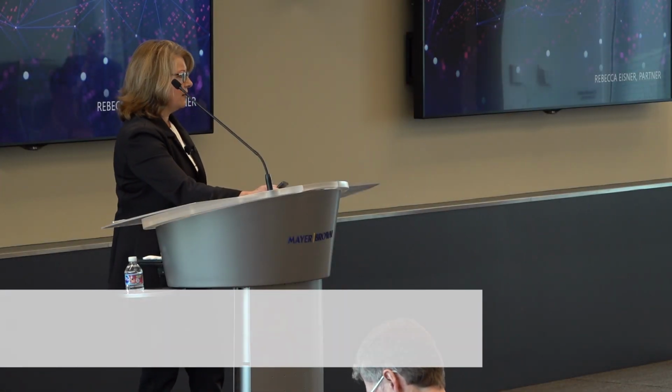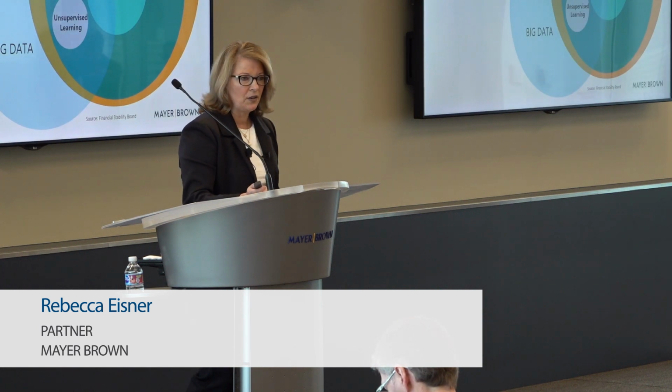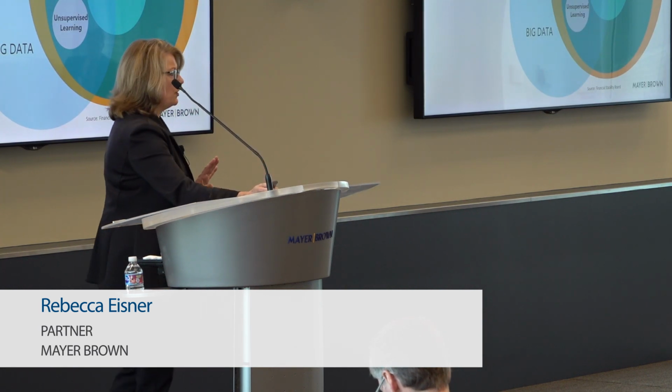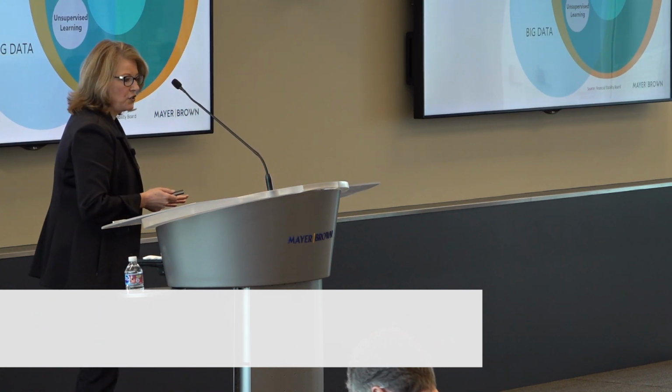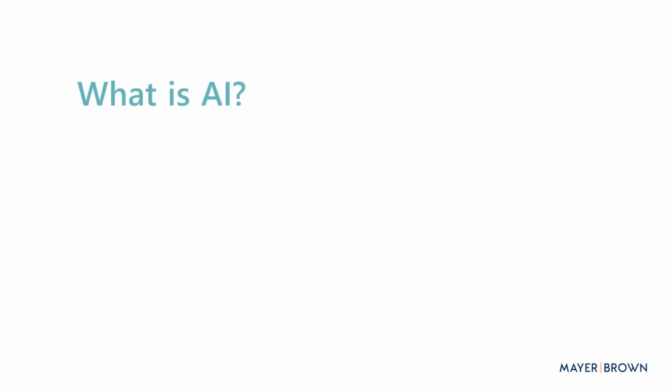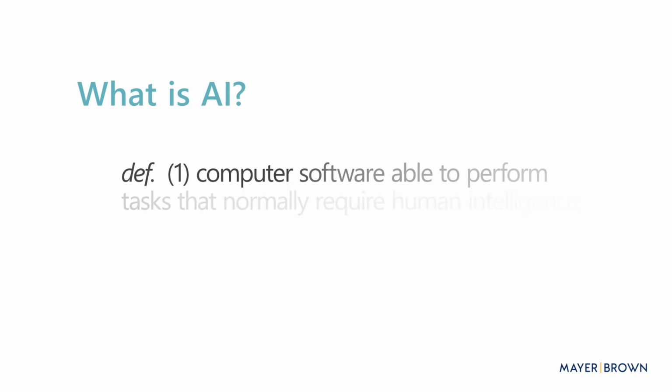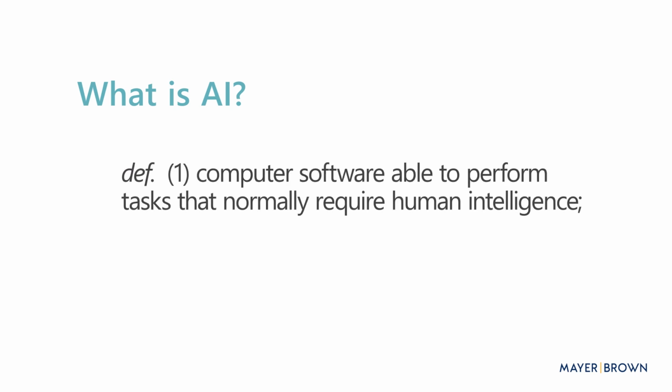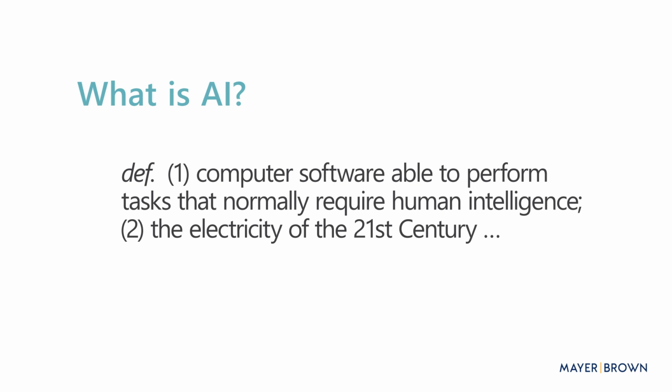Today we're going to talk about smart licensing of AI. Let's start with a very quick refresher on what we mean by AI, artificial intelligence. It's typically computer software or algorithms that are able to perform tasks that are normally performed by humans. Or some people are now referring to it as the electricity of the 21st century.